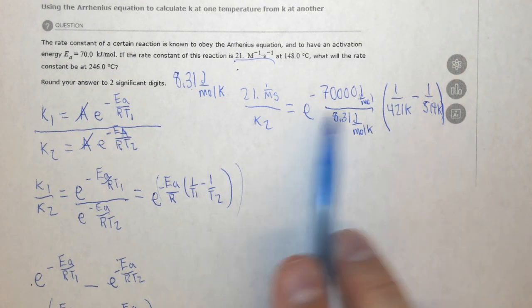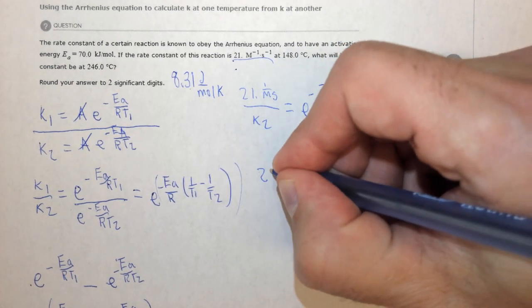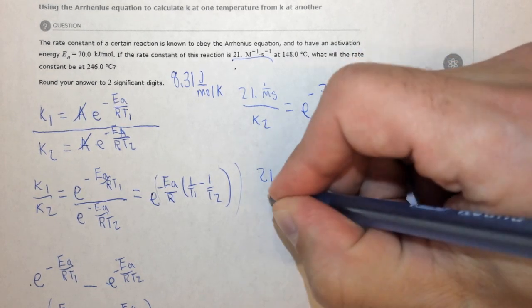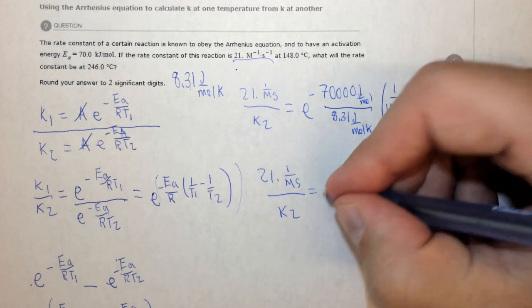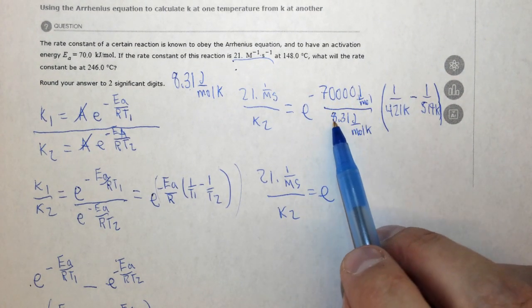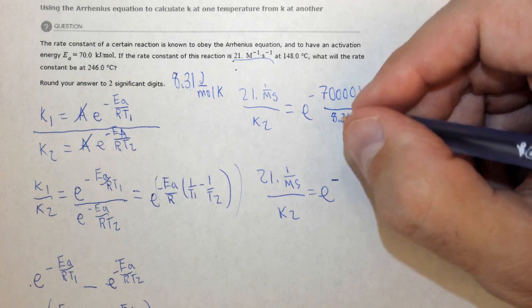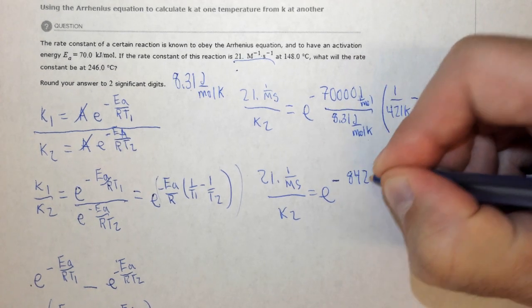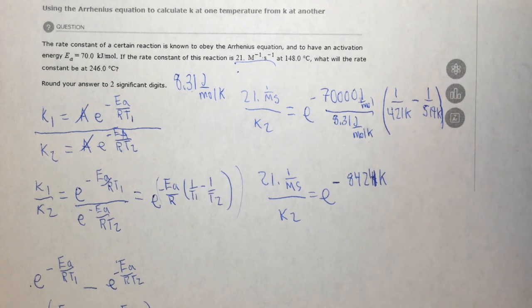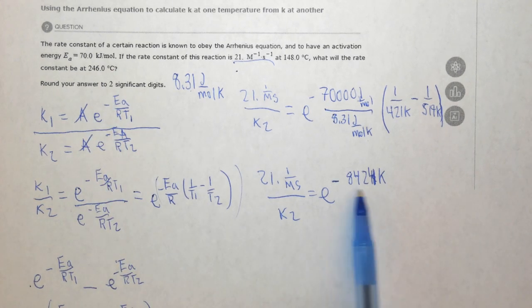So I've now simplified this expression. This side I'm not going to do much with until the end. 21 times 1 over molar seconds divided by k2 equals e, I'm going to simplify this, 70,000 joules per mole divided by 8.31 joules per mole K. It's still going to be negative because it's negative over here. And what you get is 8424 K. And I'm going to ignore the sig figs because at the end it says please round your answer to significant figures. So I'm going to go ahead and ignore those for now, just to not induce any more confusion. So I just took 70,000 divided by 8.31.